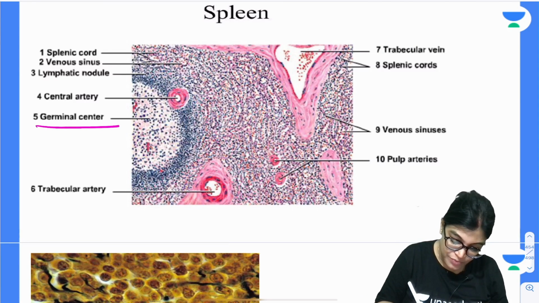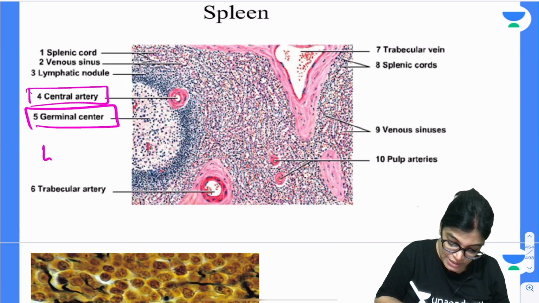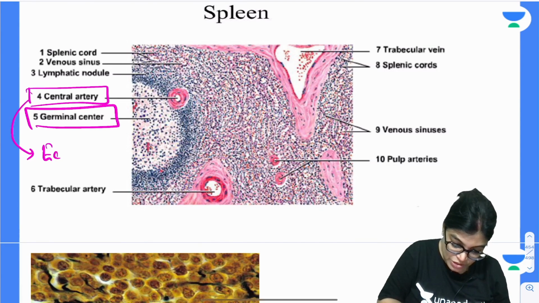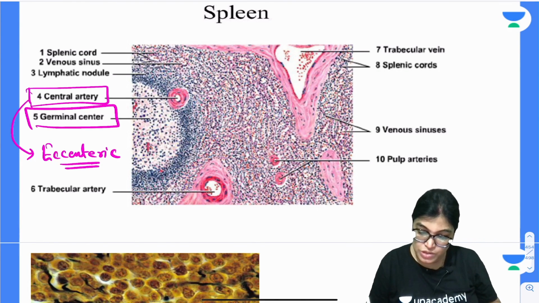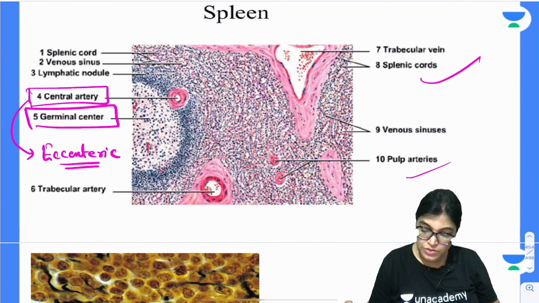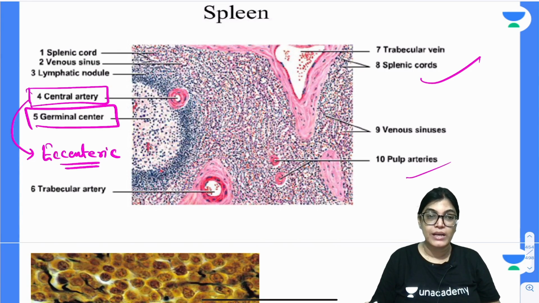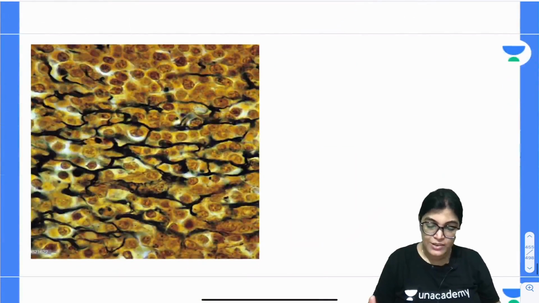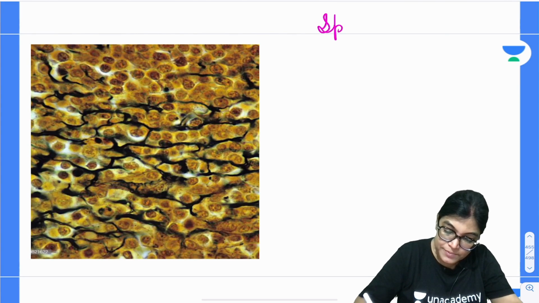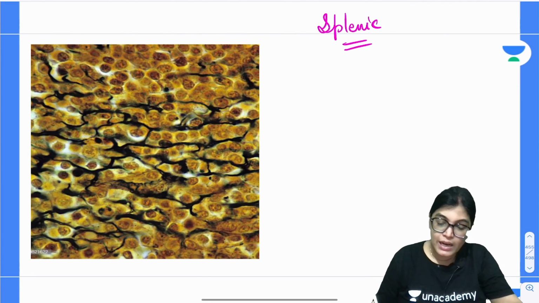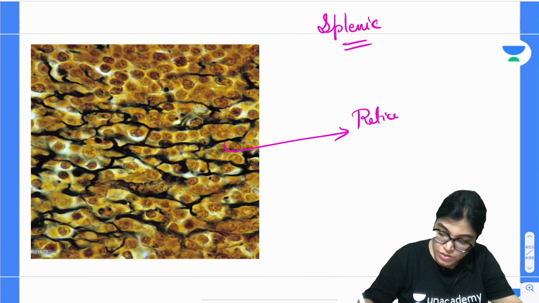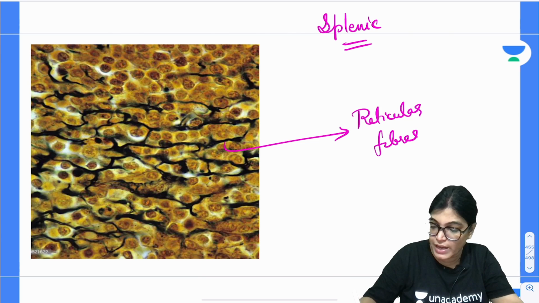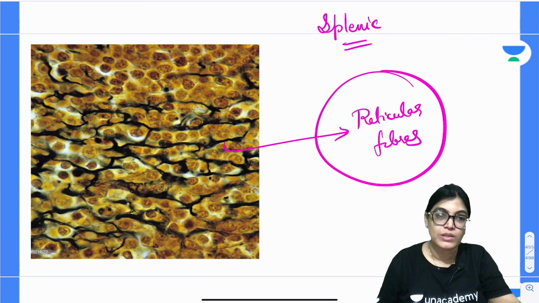So, let me show you one more slide. Here you can see this is a lymphatic nodule, lighter stain germinal center. This is the central artery. Central artery location is eccentric in position. There are splenic cords, venous sinuses, and also the trabecular artery is traversing. This is the splenic histological slide, and the blackish structure shown is reticular fibers, forming a supporting network for the spleen.